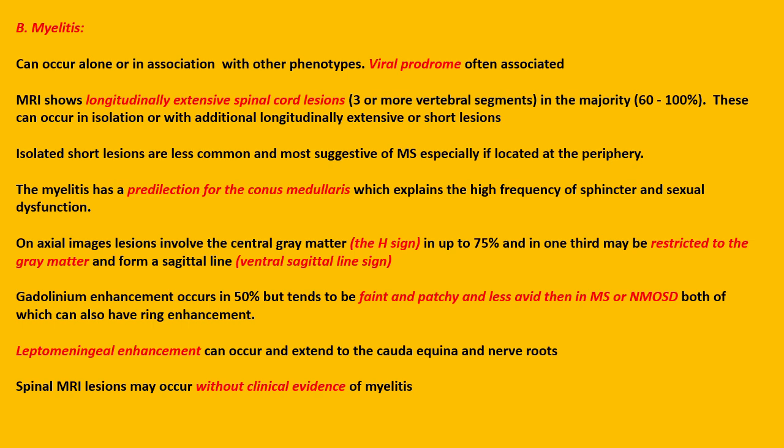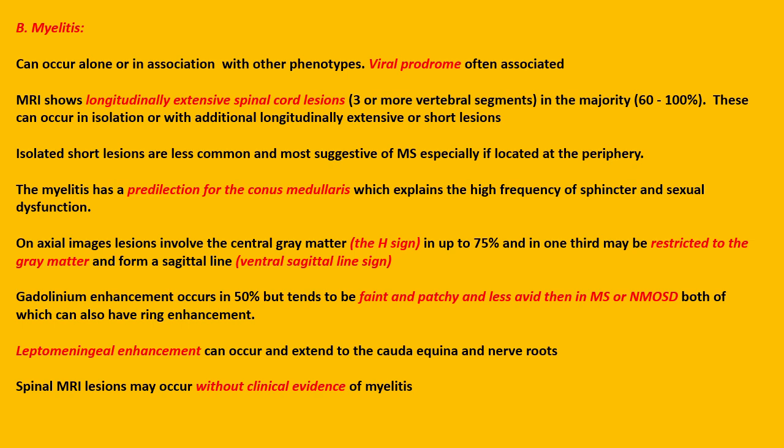The myelitis has a predilection for the conus medullaris, which explains the high frequency of sphincter and sexual dysfunction. On axial images, lesions involve the central gray matter, called the H sign, in up to 75%, and in one third may be restricted to the gray matter and form a sagittal line known as the ventral sagittal line sign.